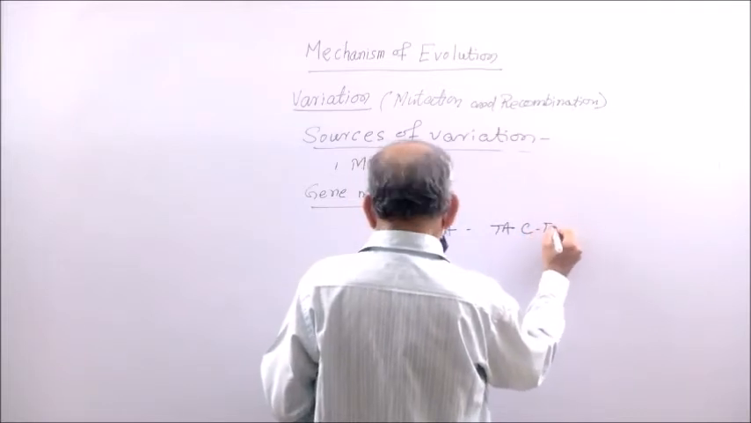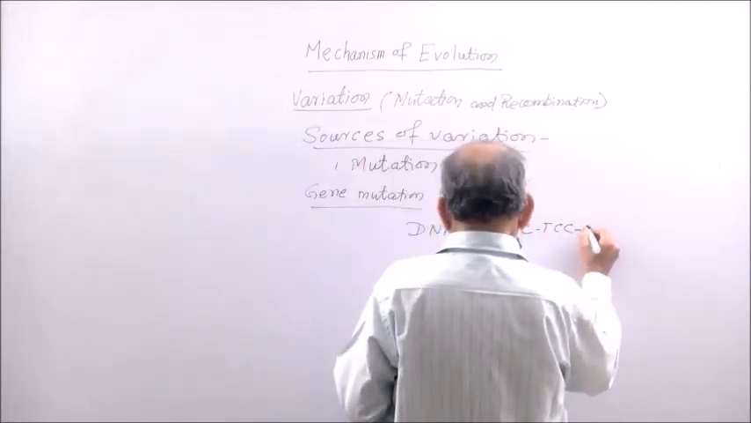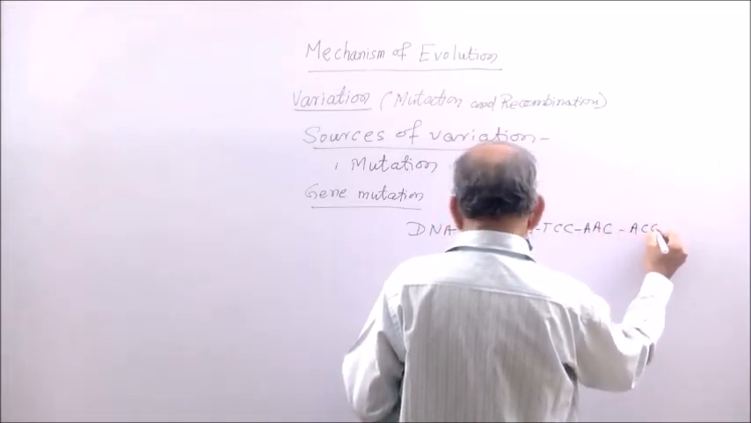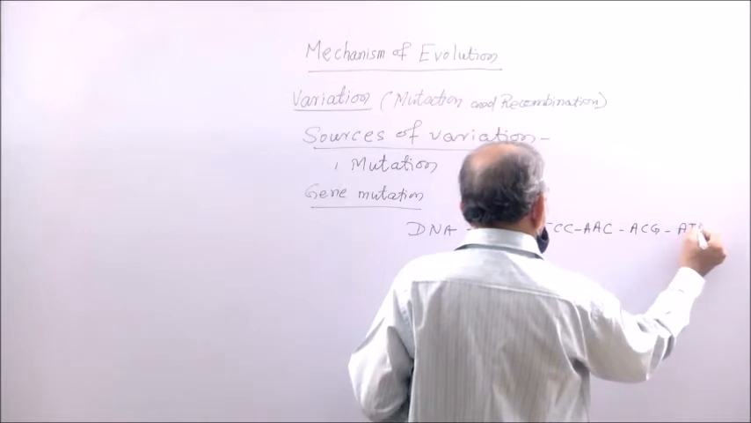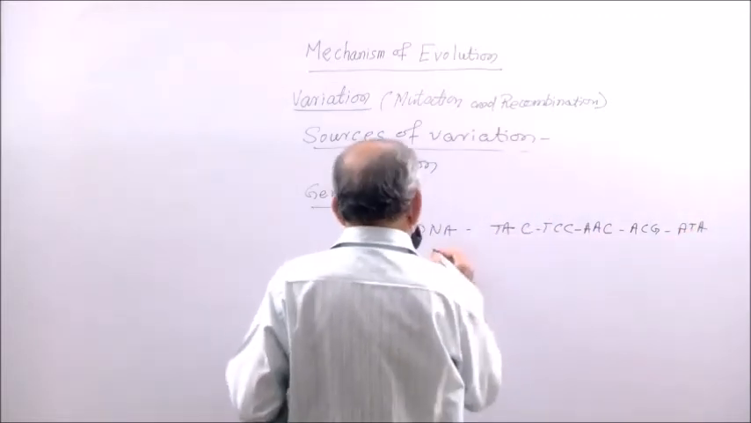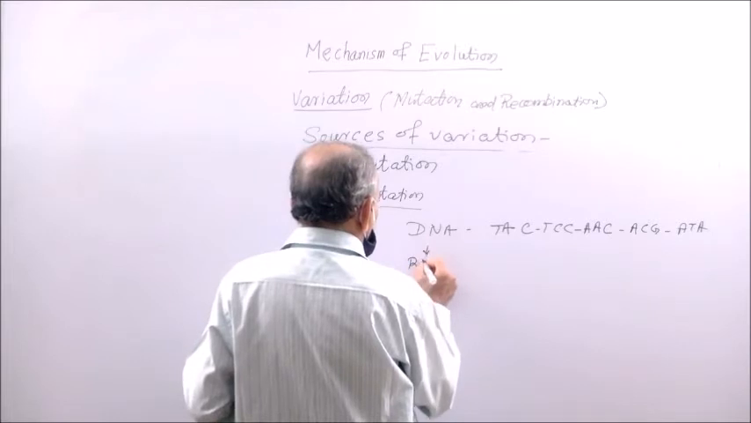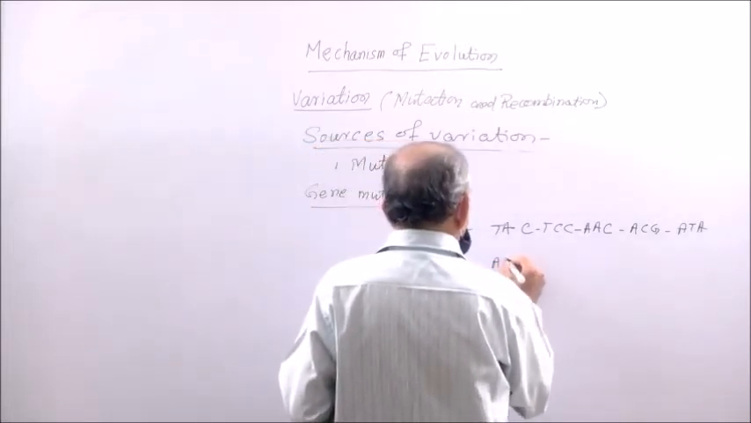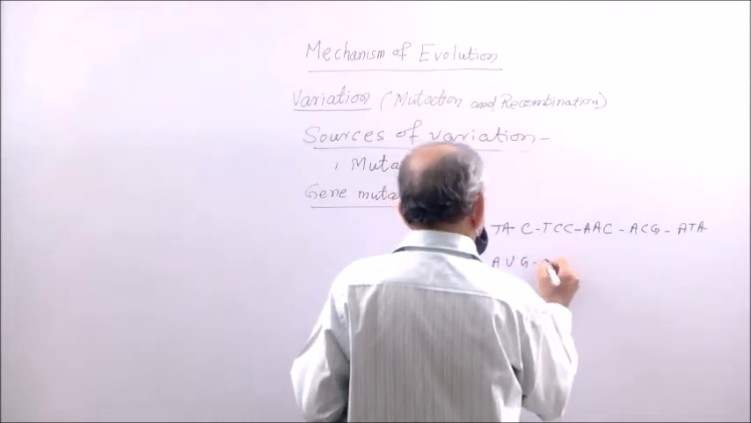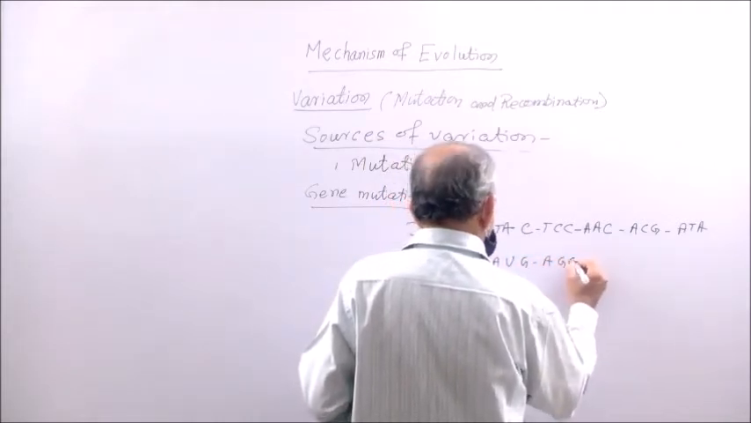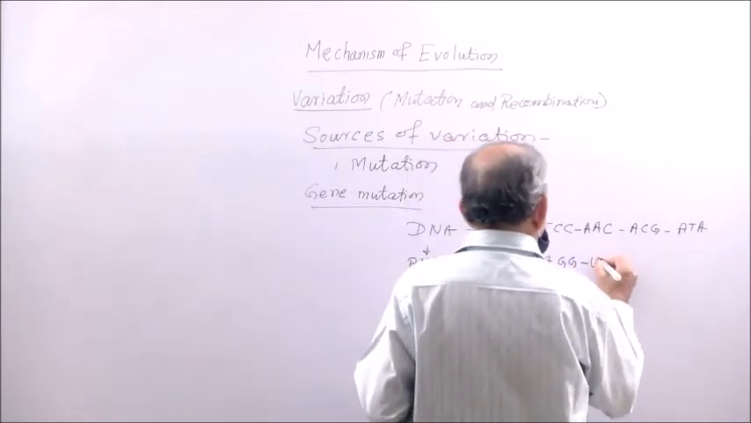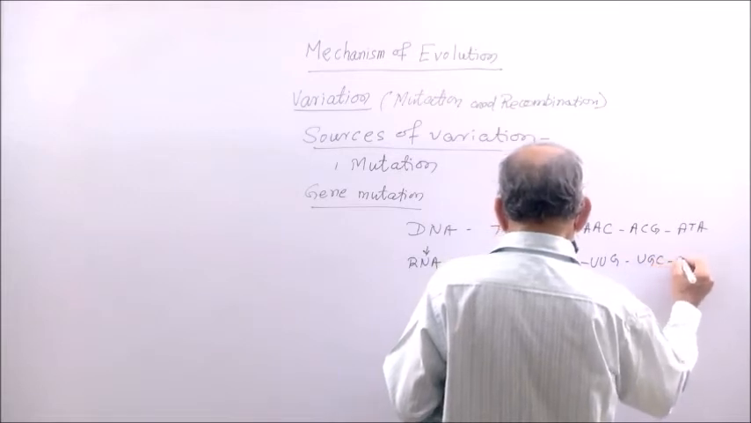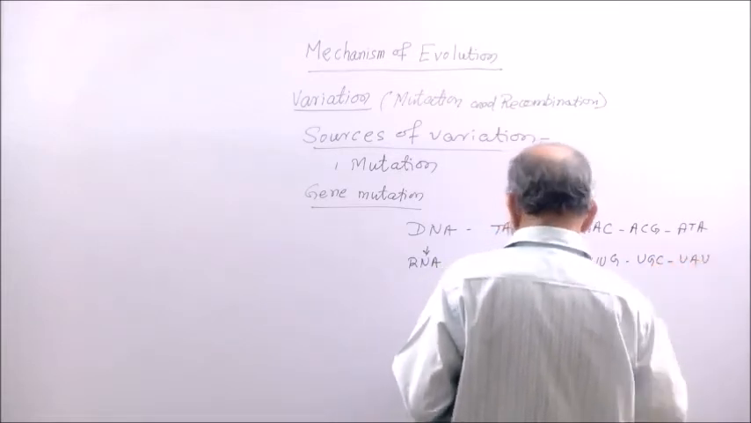TAC, TCC, AAC, ACG, ATA. Now from this RNA is synthesized: A, U, G, A, G, G, U, U, G, U, G, C, U, A, U.